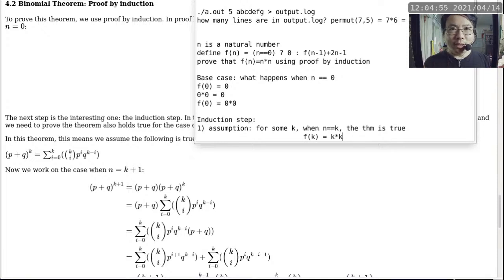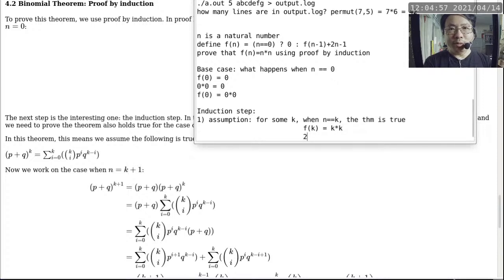All right, so the next step is the induction step. The second step is to use the assumption to prove that when n equals k plus 1, the theorem is true as well. So this is the proof. Now we need to prove that f of k plus 1 is also k plus 1 times k plus 1. Okay, so how do we do that?